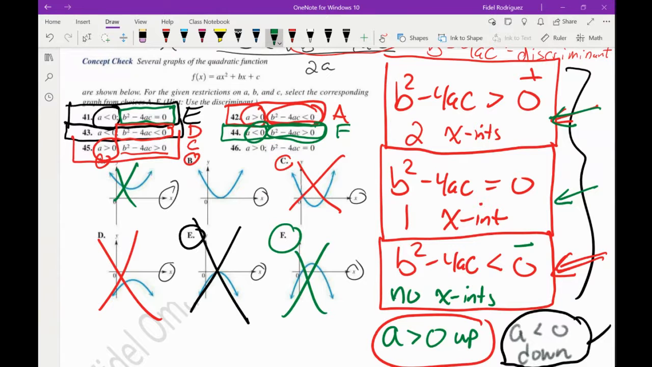So by process of elimination, we've already used this one. We've already used that one. It looks like 46 has to be B, but let's double check. It's greater than 0, so it opens up. Yes, it's opening up. The discriminant is equal to 0, which tells me I have one x-intercept. So yeah, that's got to be B.